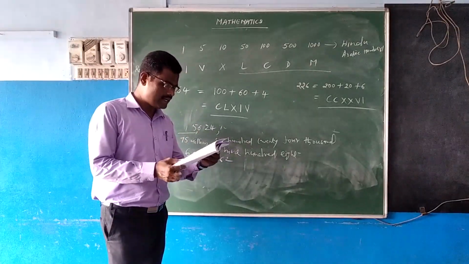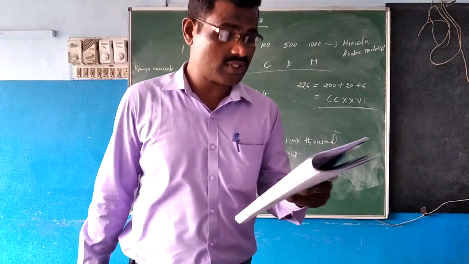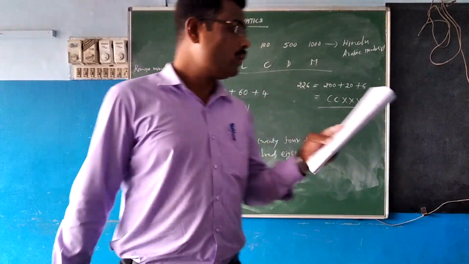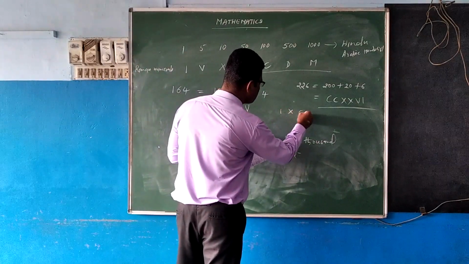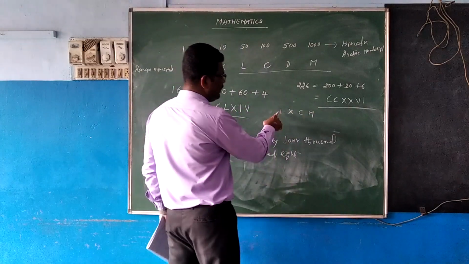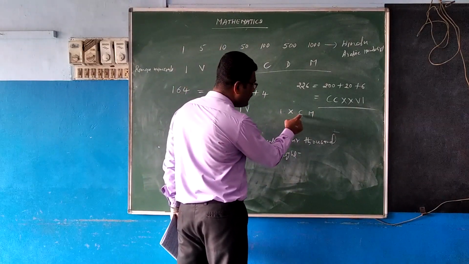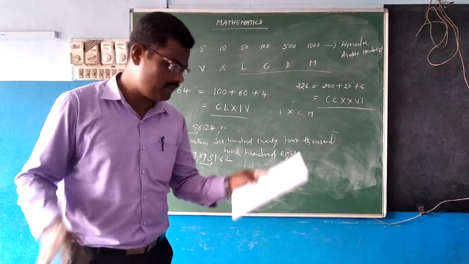While writing Roman numbers using numerals, we have to follow some rules. The first rule is that only I, X, C and M can be repeated. I can be repeated, X can be repeated, C can be repeated, M can be repeated. How many times? Maximum 3 times.